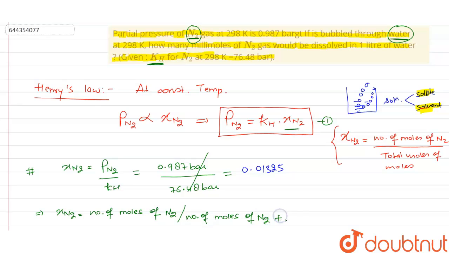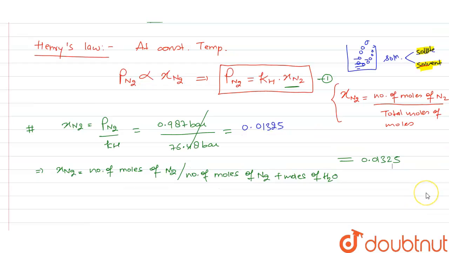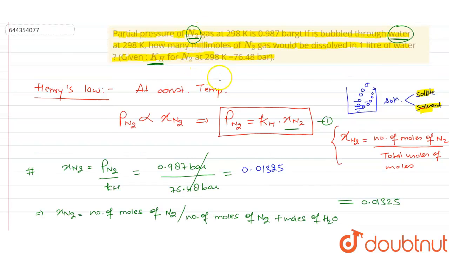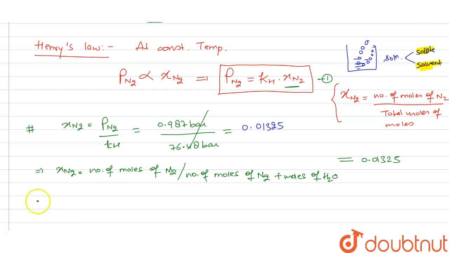So the mole fraction of N2, that is number of moles of N2 divided by number of moles of N2 plus number of moles of water, is equal to 0.01325. Now we have to find the number of millimoles of N2, and we have been given 1 liter of water. So first of all, we have to convert 1 liter of water to moles of water.